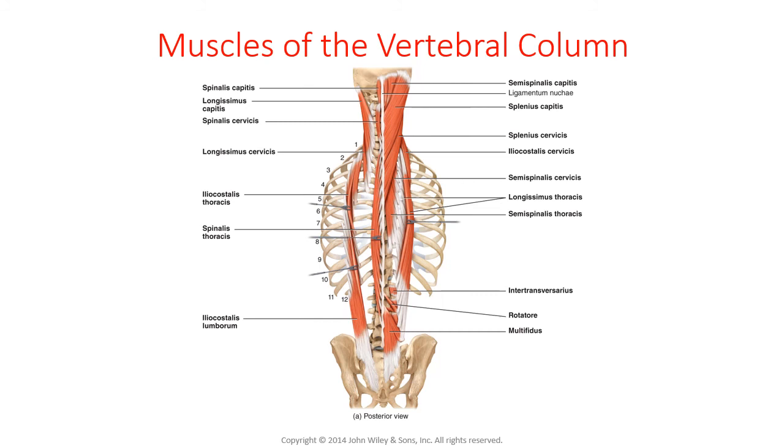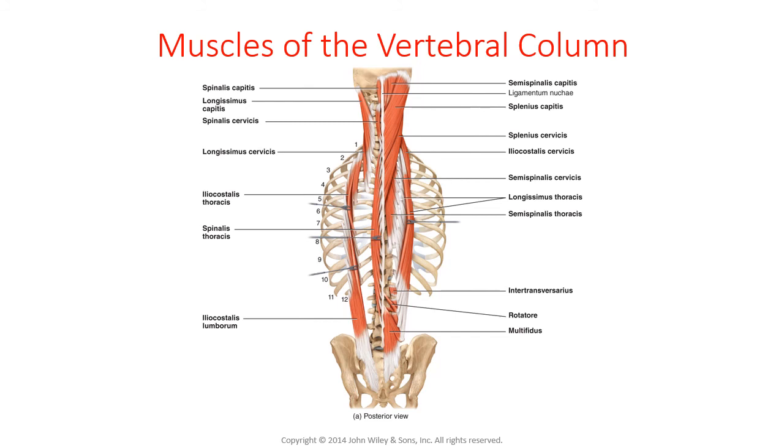Okay, so muscles of the vertebral column. You'll see some overlap here. We're going to talk about some of the vertebra in the cervical area. We're going to see the same kind of muscles here. We're going to look at the semispinalis capitis, which we talked about before, and the splenius capitis muscles.